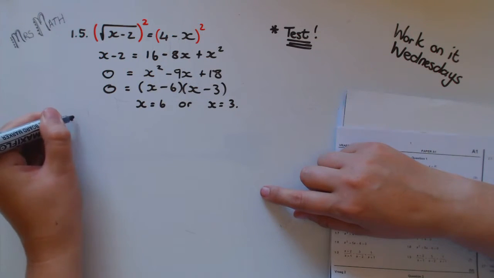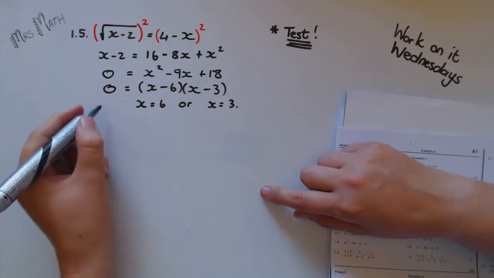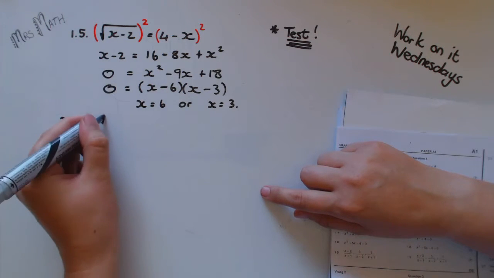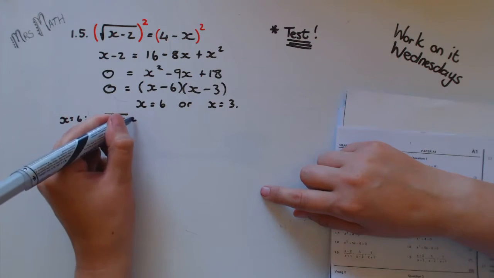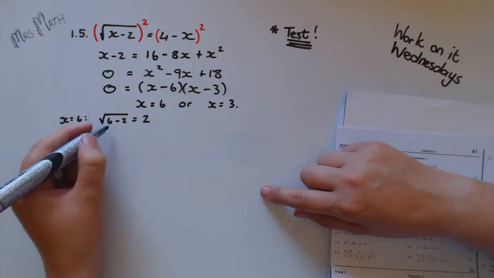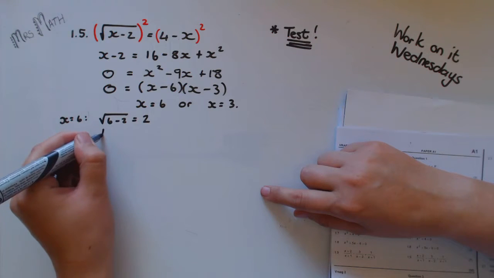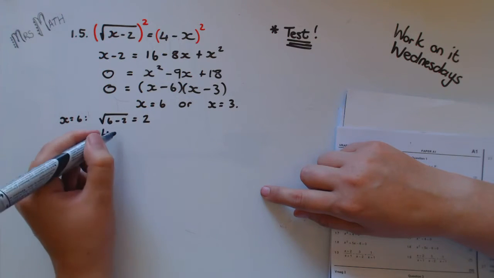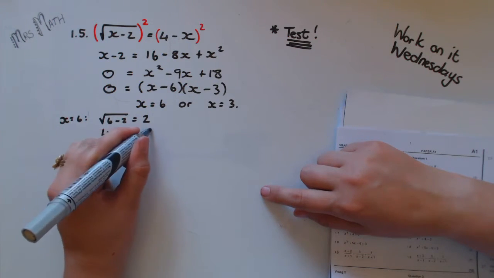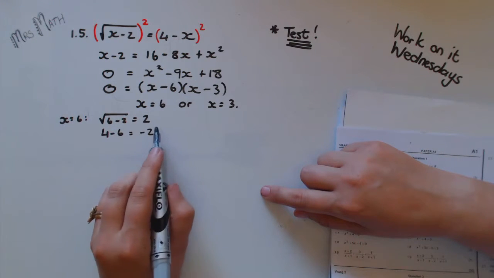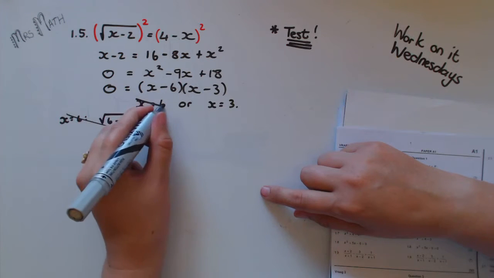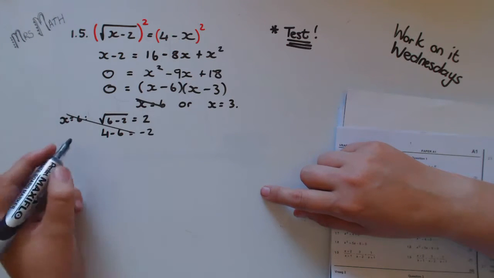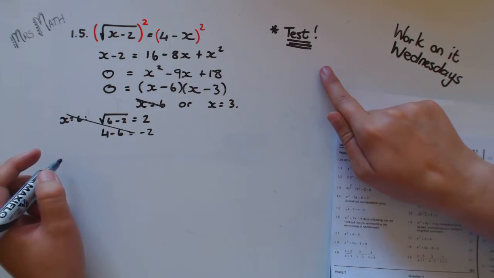Right, so for x equal to 6, the left-hand side will be root of 6 minus 2, which is 4, and root of 4 is 2. And the right hand side is 4 minus x, which is 6, and that is minus 2. And these two answers are not the same, so this is not a valid answer. Okay, you see why you need to test.